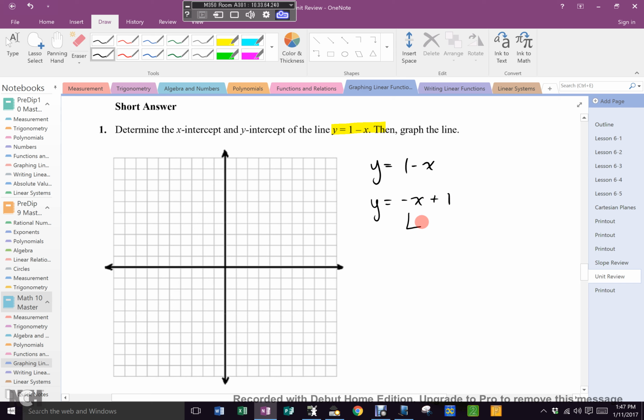That is slope-intercept form. There's my slope. There's my y-intercept. So I go up to 1, and I have a slope of -1. So down 1 over 1, down 1 over 1. There is my x-intercept, which is -1, 0. And there is my y-intercept, which is 0, 1. To graph the line, all you got to do is connect the dots.